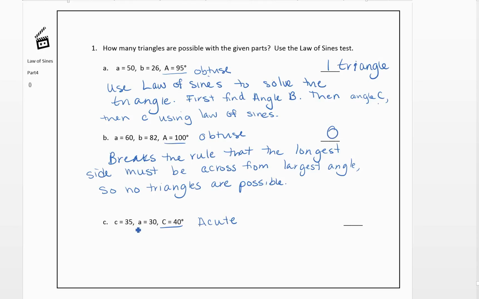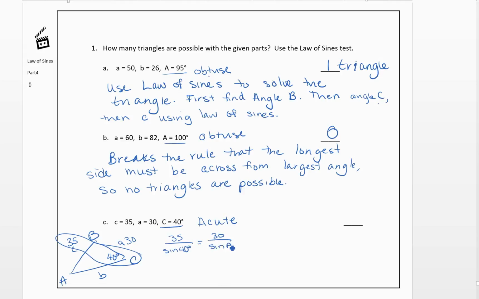Okay, now we get to the acute case. We have little c equal to 35, big C equal to 40 degrees, and little a equal to 30. Let's draw out what we have. This is 40 degrees, this is 35, and this is 30. Here's our opposite pair, so we set up 35 over sine of 40 degrees equal to our other opposite pair, 30 over sine of A.